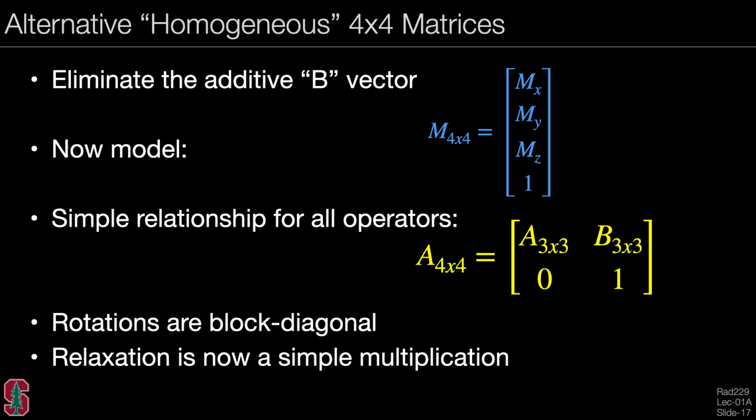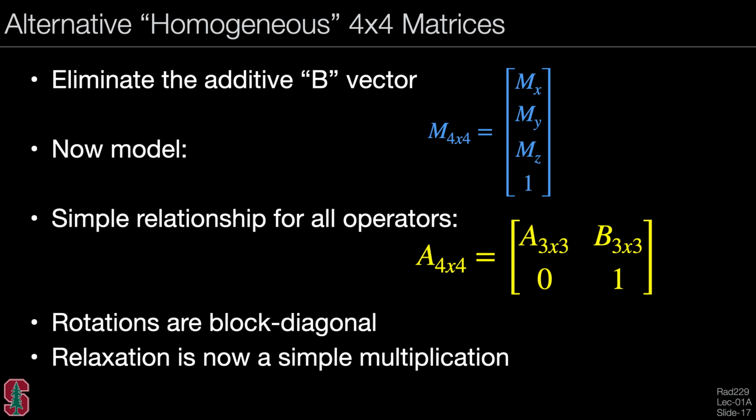So next we'll also talk about an alternative method of showing the matrix form of all of these operations. What you can do here with a 4×4 solution is eliminate the additive B vector. You do this by making the magnetization a 4×1 vector here, and the last element is always 1. What you notice is all of the operations will retain a 1 in the last element of this matrix.